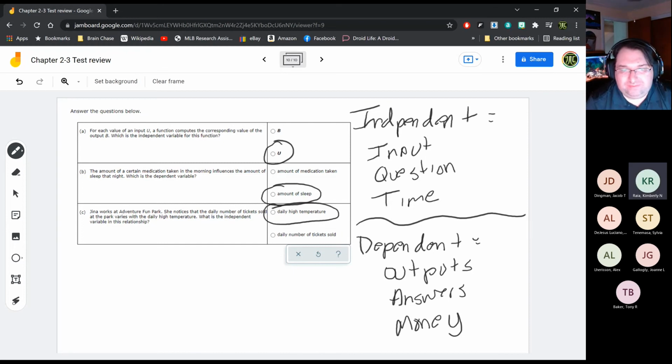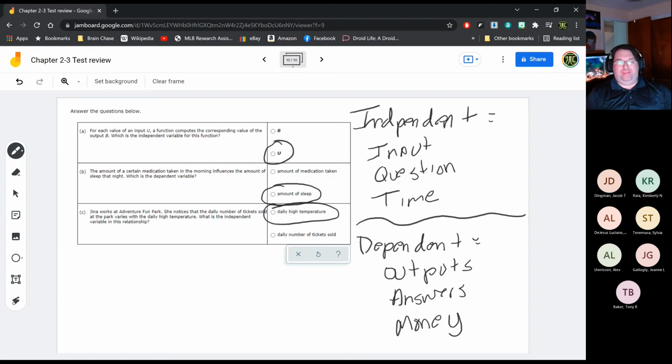And when I got this question, I definitely thought it was tickets sold. Yeah, it's one of those confusing ones. If you think about it, she probably would know how many tickets are sold, but if you're thinking about it before the day begins, like if somebody's trying to plan for it, they're going to know the daily high temperatures, because we have a general idea of what those are going to be.